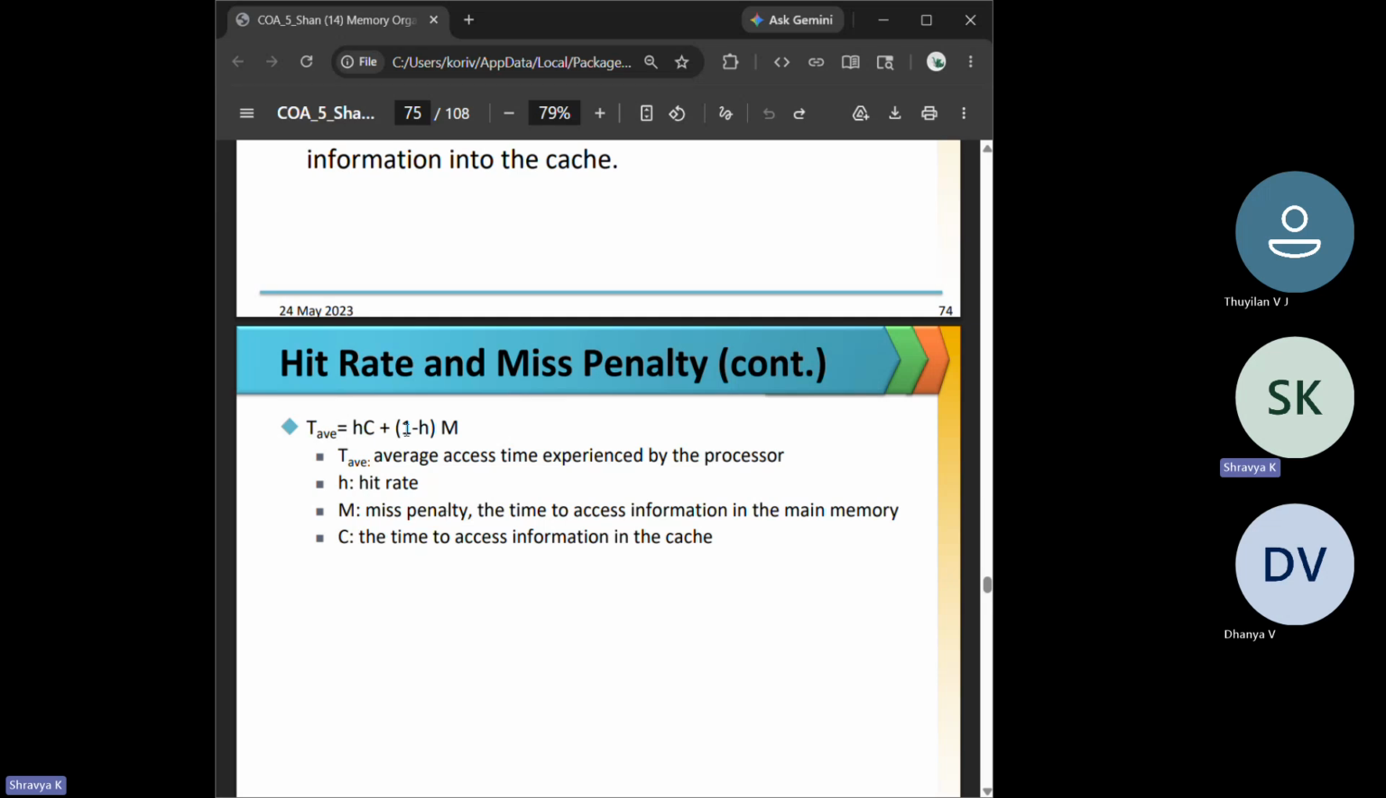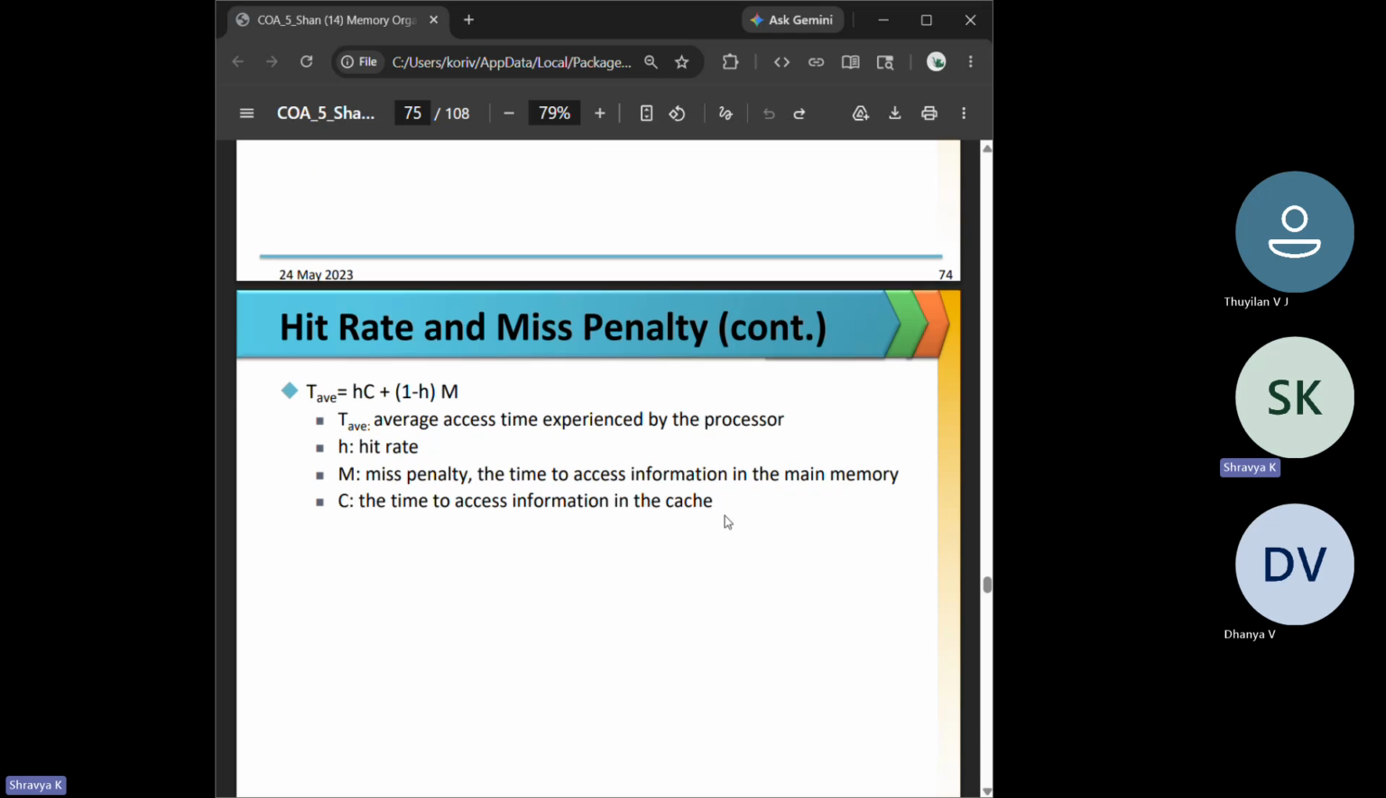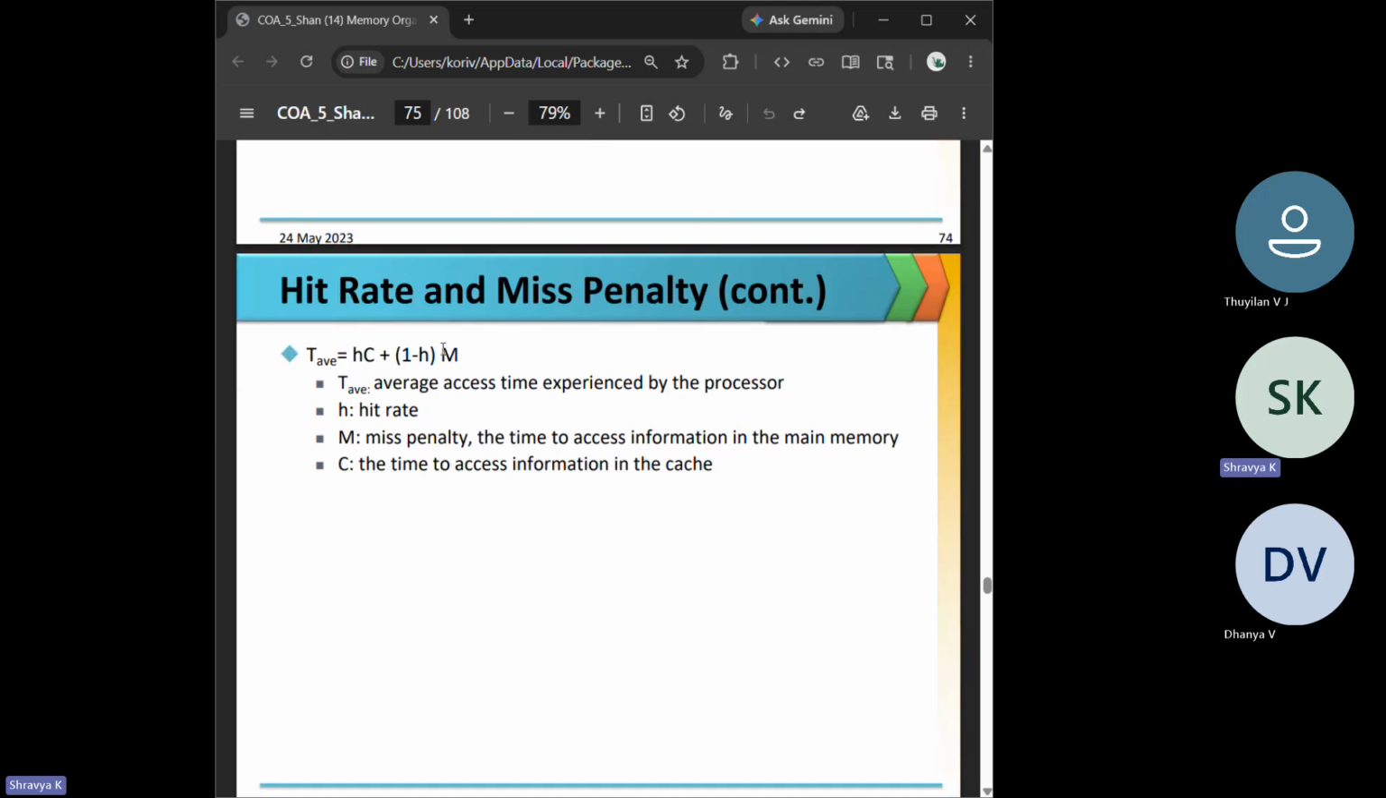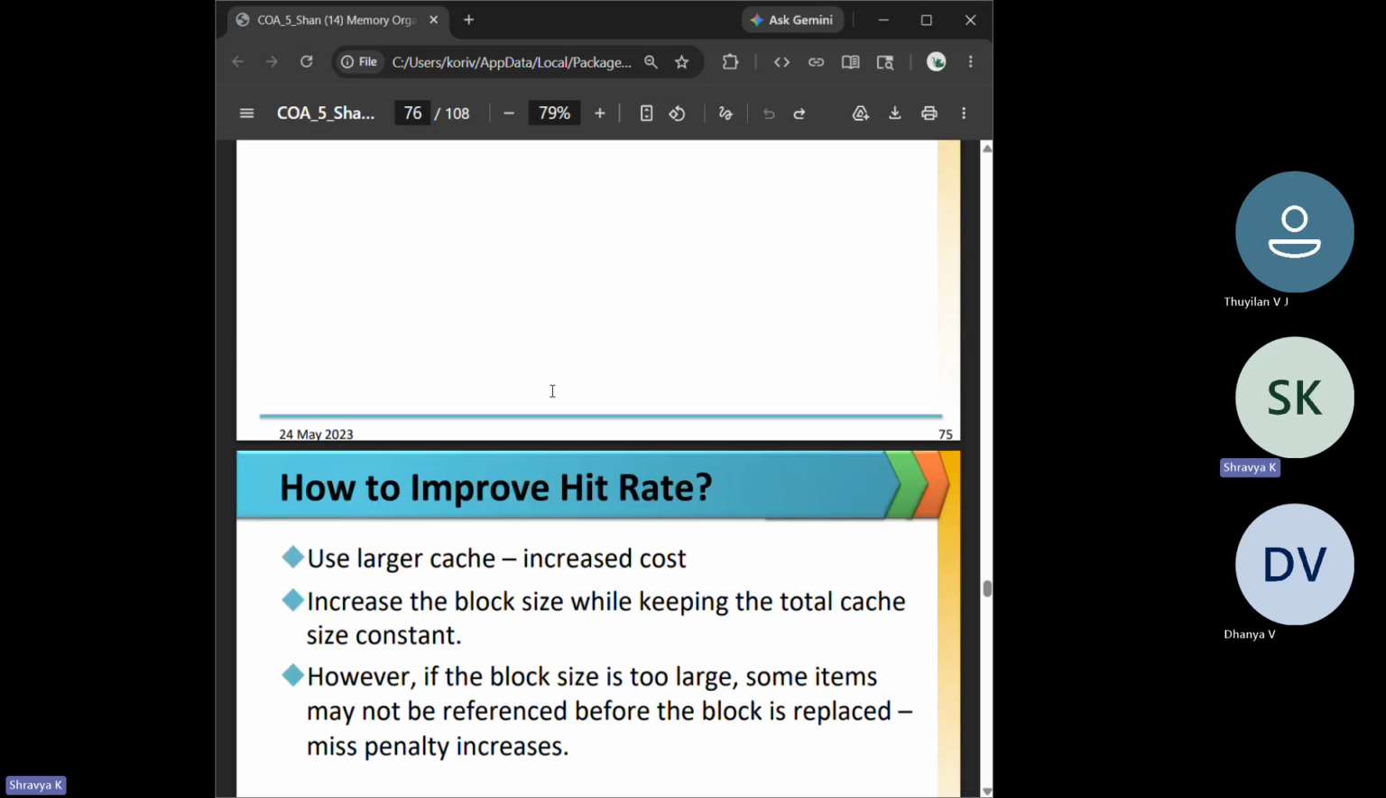So one minus the hit rate is the miss rate, multiplied by the miss penalty, right? And C is the time to access information in the cache. So this is the rate at which you find something in the cache times the time taken to get the information from the cache, plus the rate at which you miss times the time you will need if you miss. And that will be the average access time experienced by the processor.